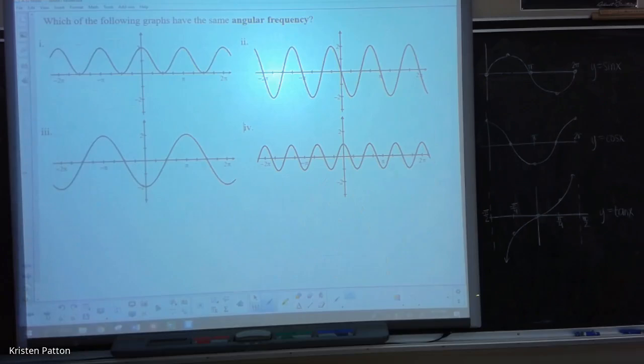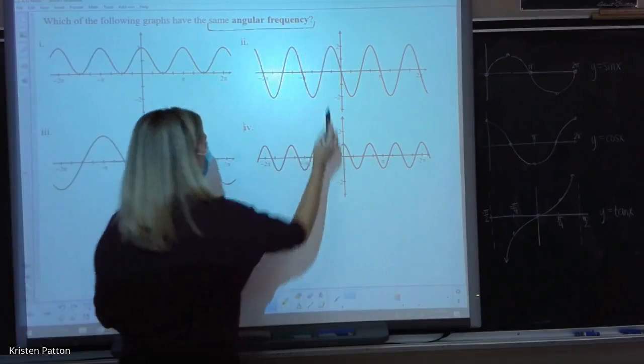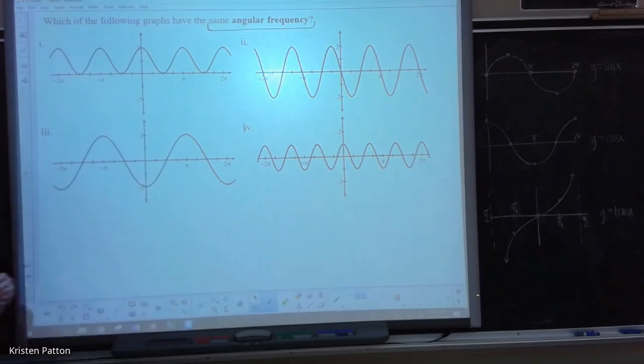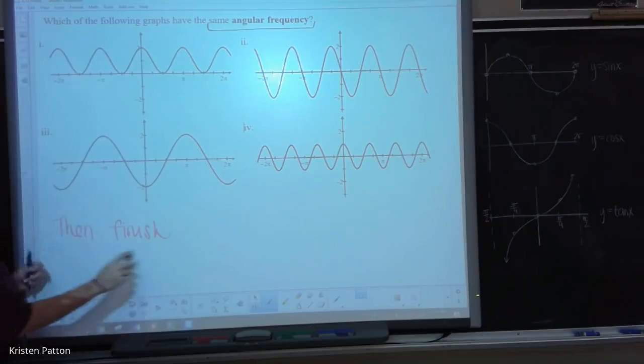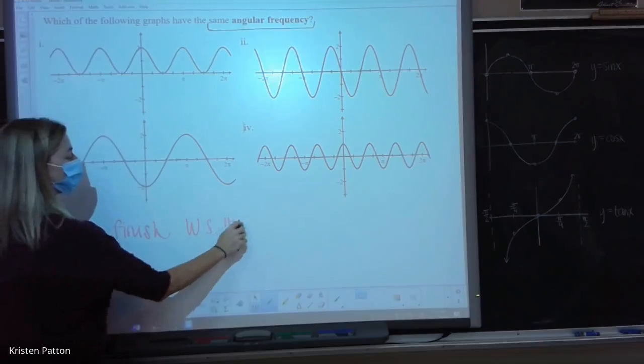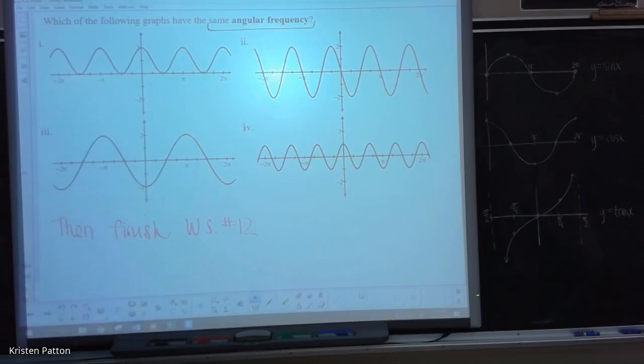Well, be careful I say that, but which of the following graphs have the same angular frequency? So which of these 4 graphs, Roman numerals 1, 2, 3, and 4, have the same angular frequency? This is not in your notes, but take a look at the board if you can see. You and I can talk about it as I walk around, and once you're done with this, let's finish worksheet number 12, the 3 or 4 graphs we skipped that were about tangent. Okay, so I'll slide out of the way here.